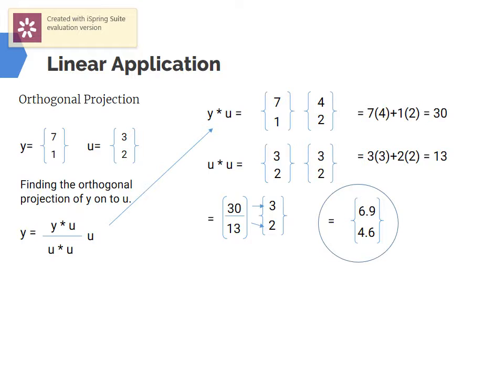Y dot u, that's 7 times 4 plus 1 times 2, that would equal 30, and u dot u, that's 3 times 3 plus 2 times 2, which would equal 13. Plugging those numbers back into the equation, you would get 30 over 13 multiplied by the u vector 3, 2. And then you see the circled answer towards the bottom right, and that's how you get your orthogonal projection of y onto u.